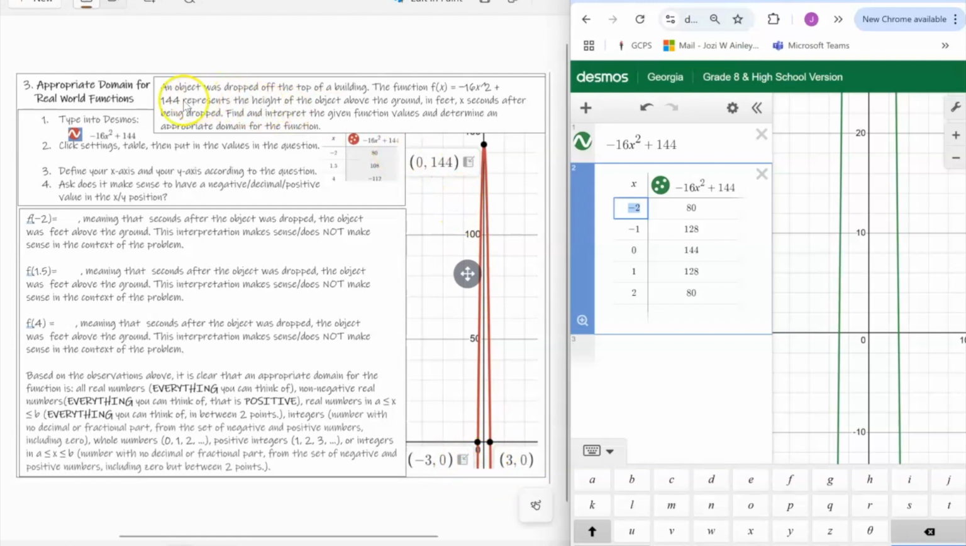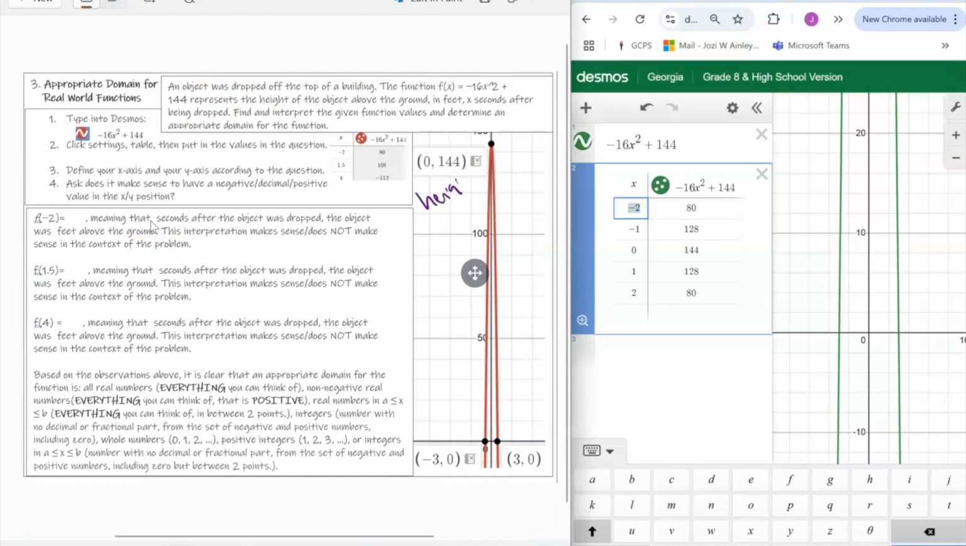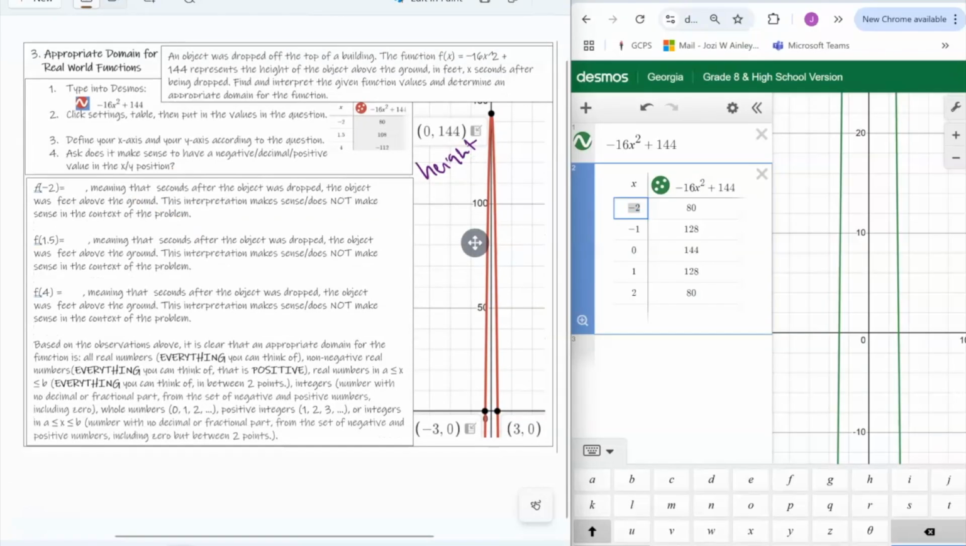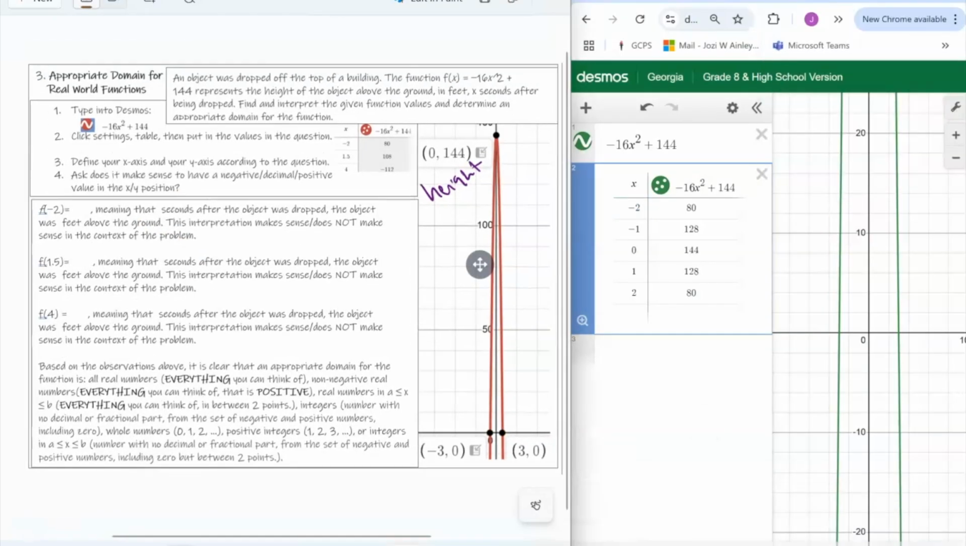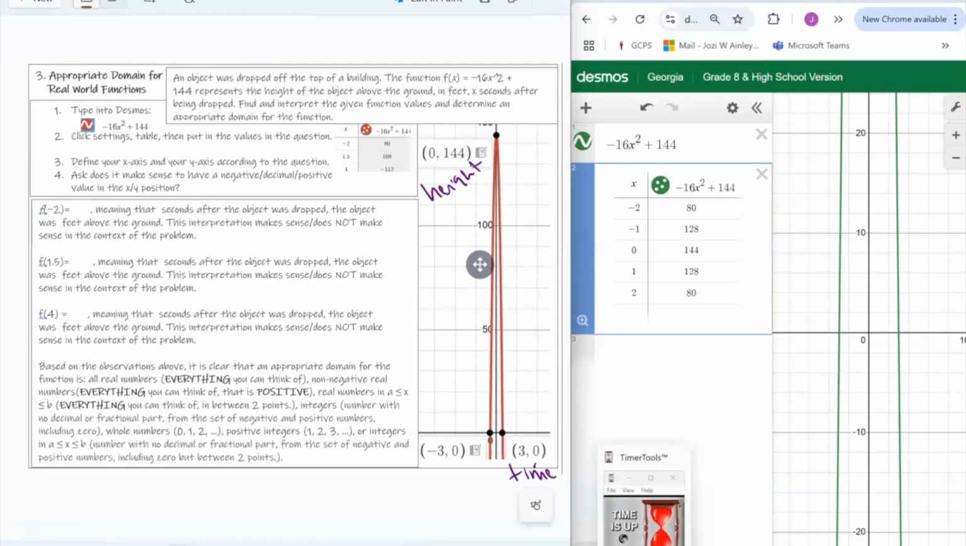All right, so 144 represents the height of the object. Okay, so the y-axis is height. And the x-axis is, let's see, x seconds after it's dropped. So this is time. It's very important that you label just so that you can think through it. So right now, can I have negative time? Absolutely not. So I cannot have any of this graph. This graph is not possible over here. Can I have negative height? Absolutely not. So I cannot have this portion here and this portion.